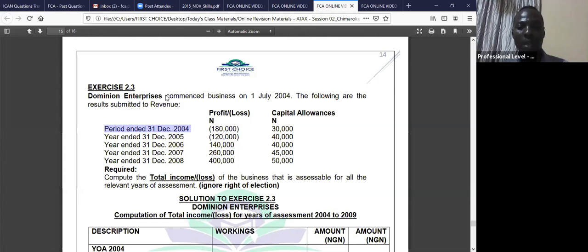Now the business commenced. So this commenced business. Now, this is an enterprise, so it's not a limited liability company. But since it's a business, the same principle applies. We are not asked to calculate tax, so no problem. Now, since it commenced business in July 2004, this period should be July to December 2004, which is 6 months, right? So now what it means here is this. This is your profit. This profit relates to the period ending. This capital allowance relates to assessable profits.